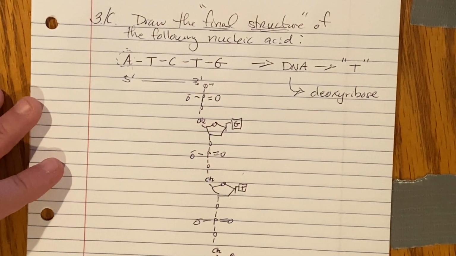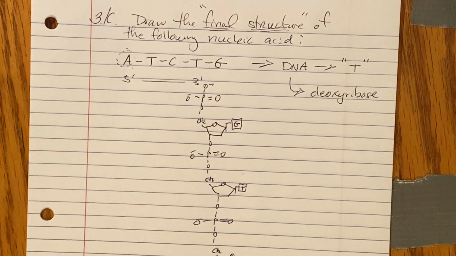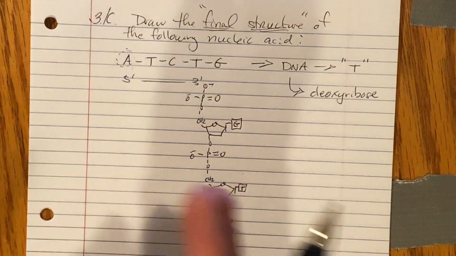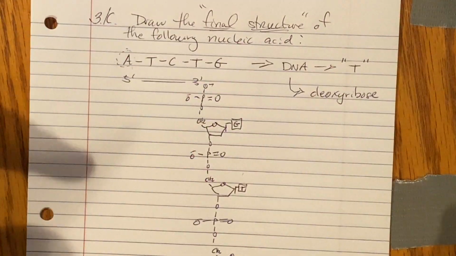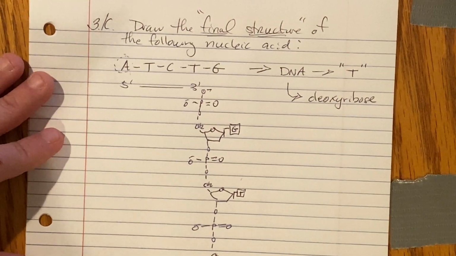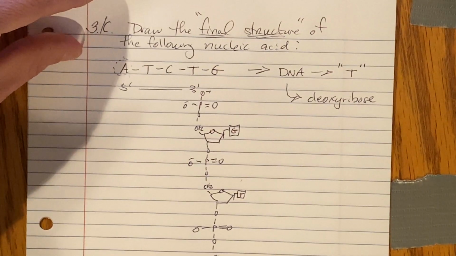That's how you do final structure. So it's really just a culmination of, can you draw nucleotides? Can you put 2 nucleotides together? If you understand that, then you can literally draw a string of 100. Okay? So that's what we want to do.